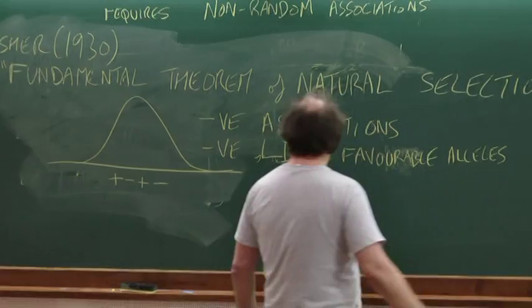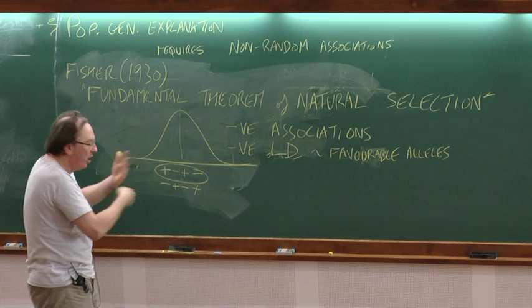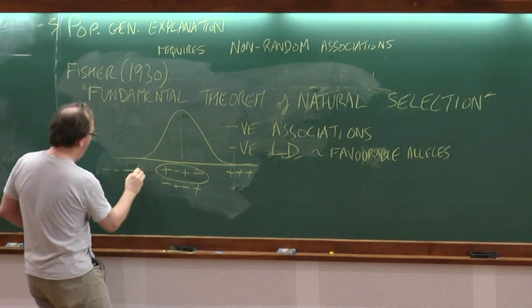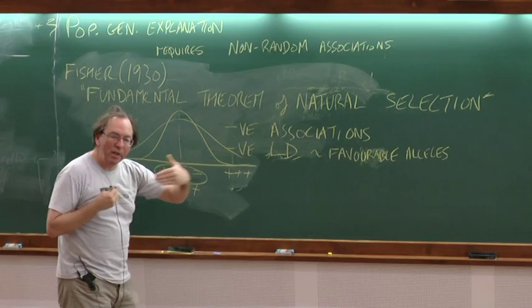Okay, so the point is that if we have predominantly negative associations, so that we have combinations like this in excess, then clearly the variation will be decreased. And if we then shuffle those combinations, we generate plus, plus, plus, minus, minus, minus, we increase the variance. And as I draw on it, we don't alter the mean value, but we do inflate the variance, and therefore the rate of adaptation in the next generation will be increased.